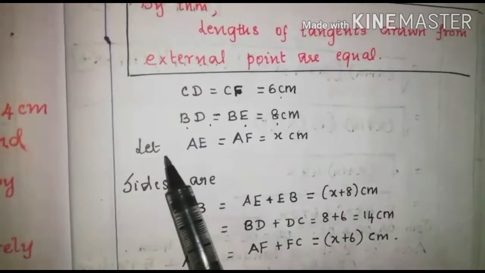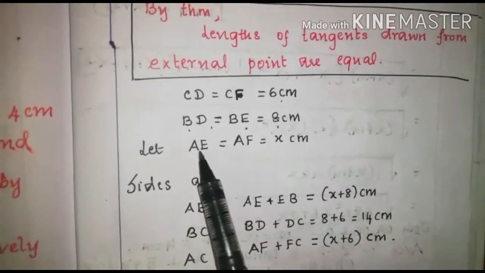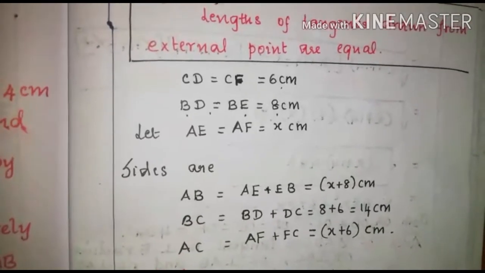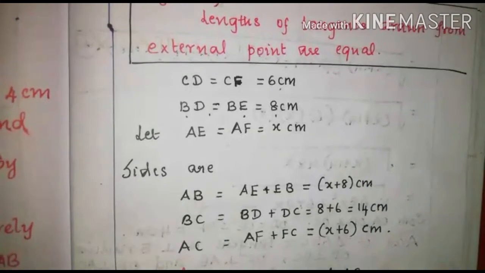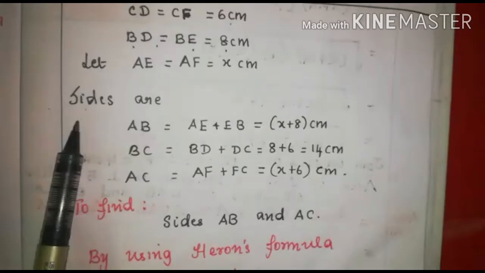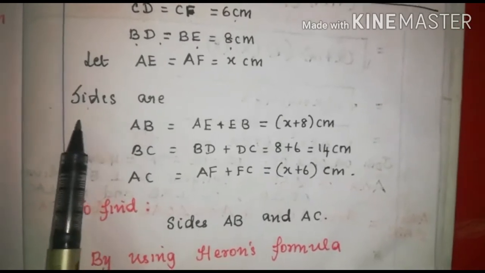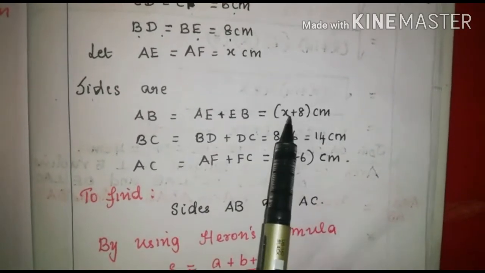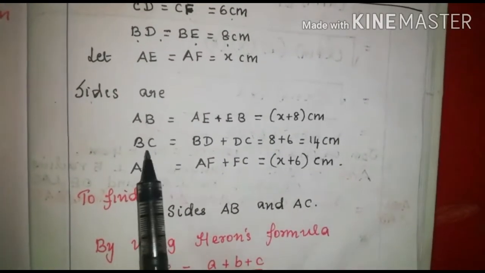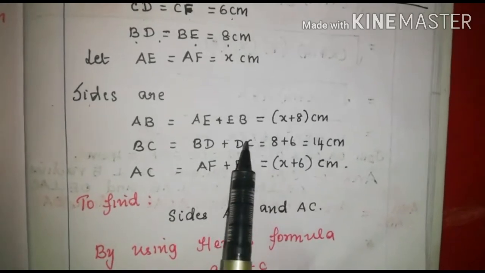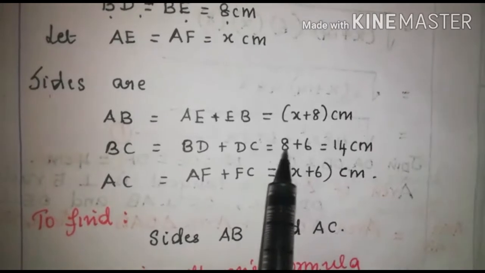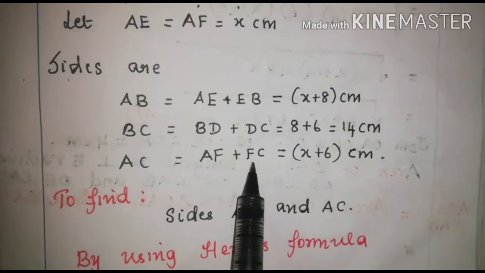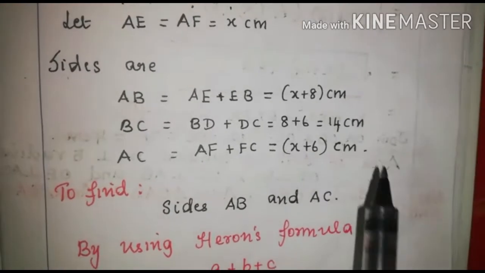Now the other part we don't know, so let us assume it as some x. Since they both are equal in length, each is equal to x centimeter. Understood, children? So first part is we have named it using the theorem. We have found the sides. Now the measurement of all the three sides. AB is equal to, by adding both AE plus EB from the figure, x plus 8 centimeter. Then BC is equal to BD plus DC, that is 8 plus 6, 14 centimeter. Next AC is equal to AF plus FC, that is x plus 6 centimeter.